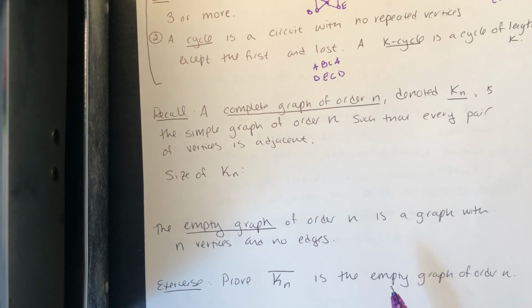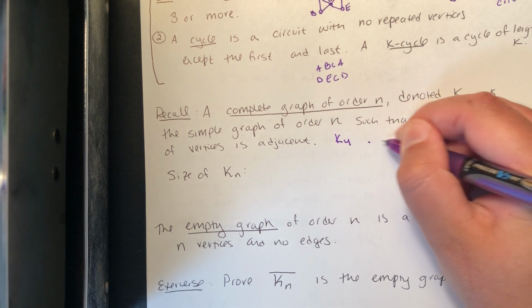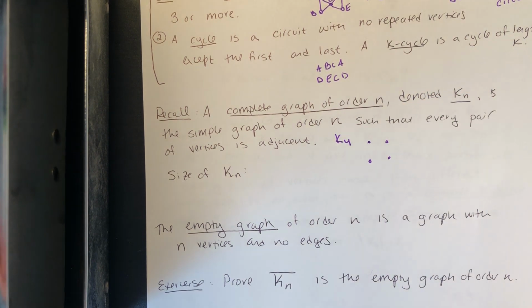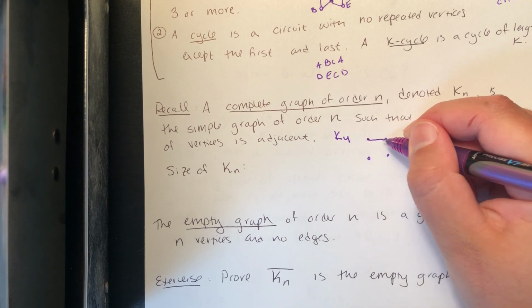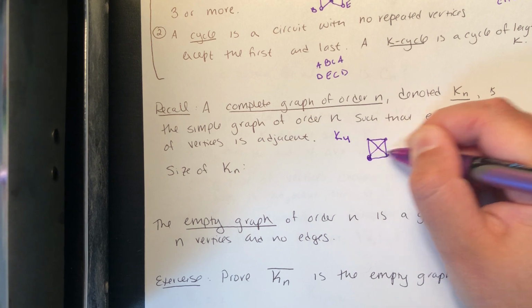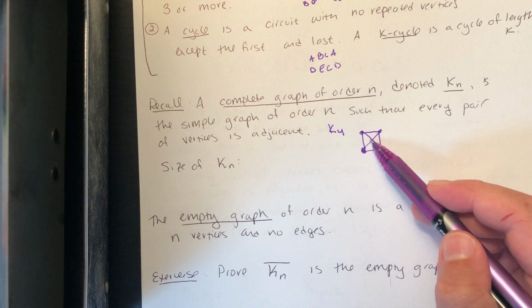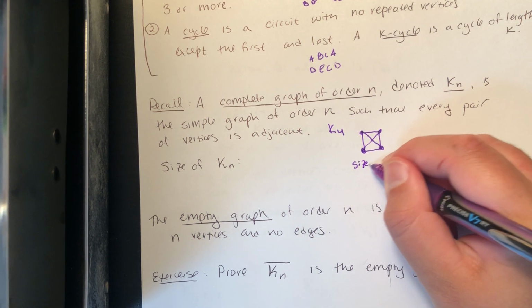Now we also talked about earlier in the class a complete graph of order n, which we denote Kn. And it's just a simple graph, so no loops or multiple edges. So it's a simple graph of order n, so n vertices, such that every pair of vertices in the graph is adjacent. Right, so K4 would be a graph with 4 vertices, and every possible pair of vertices is adjacent, so we need to connect this to all the other vertices, and connect this to all the other vertices, and then this, and that's it. Right? So K4 has 1, 2, 3, 4, 5, 6 edges, so the size of this would be 6.